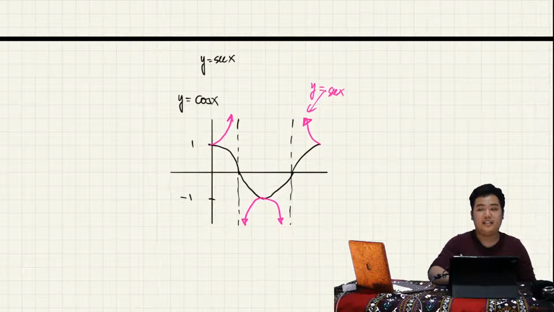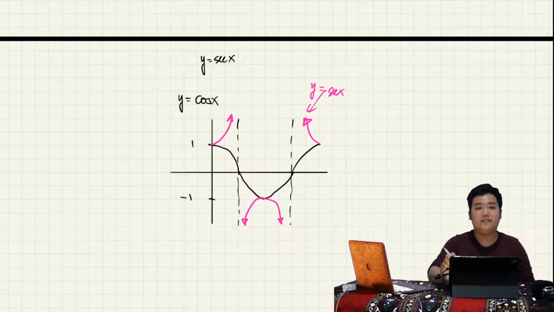So, there you have it. Ayan na yung graph ni tangent x, cotangent of x, and a method how to get the graphs of secant of x and cosecant of x from cosine and sine respectively.